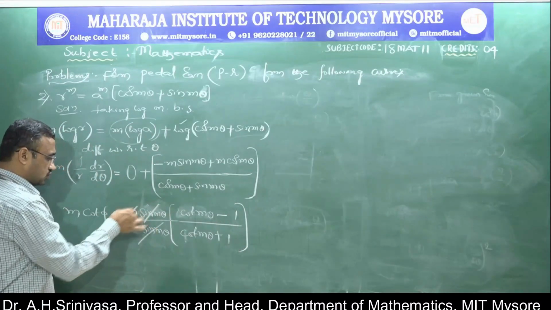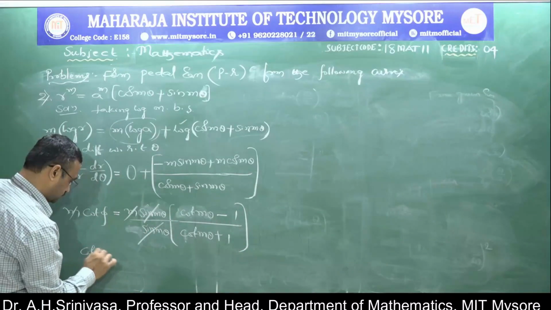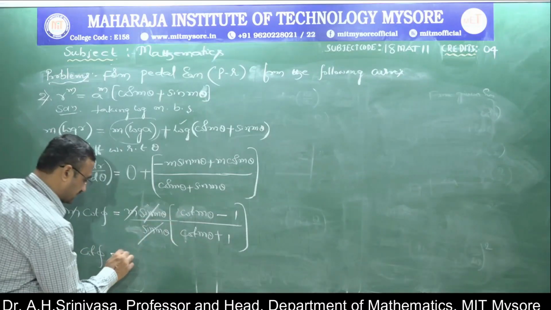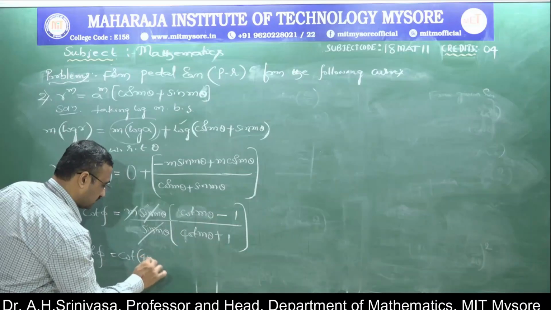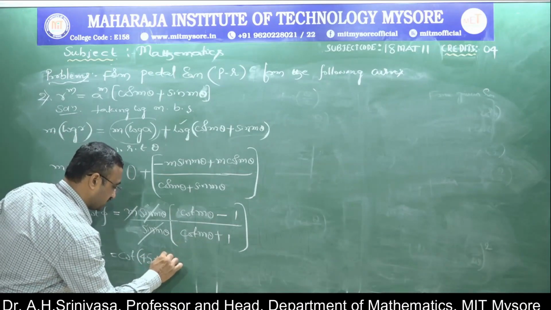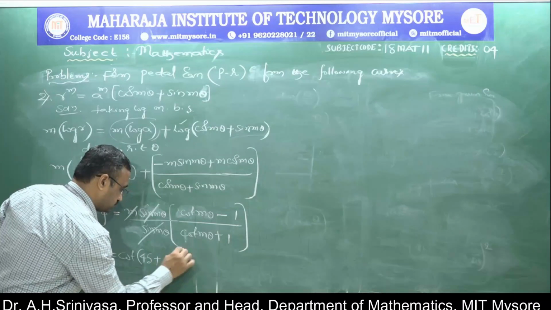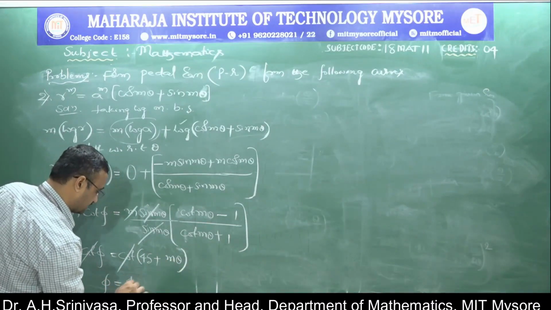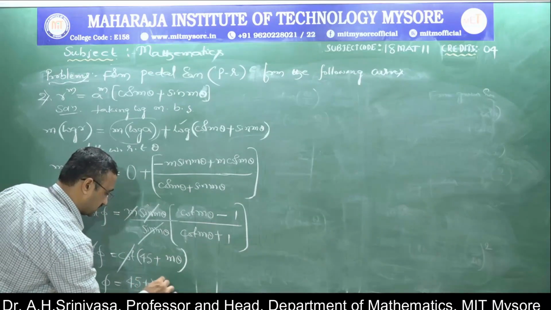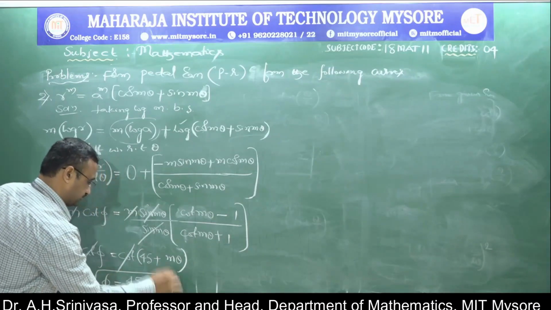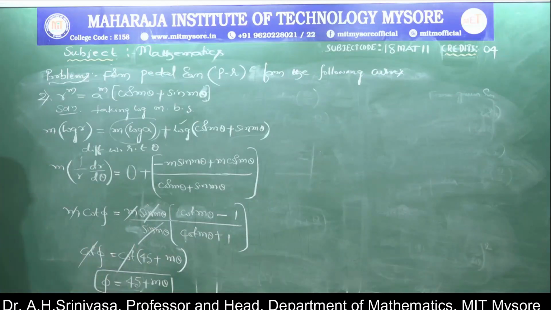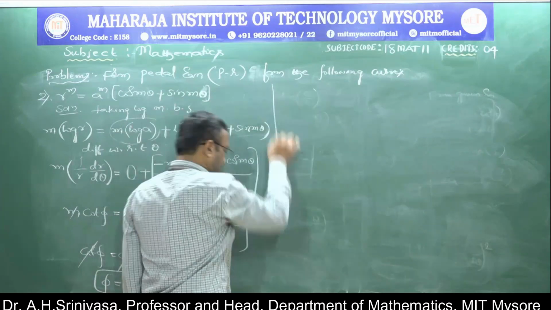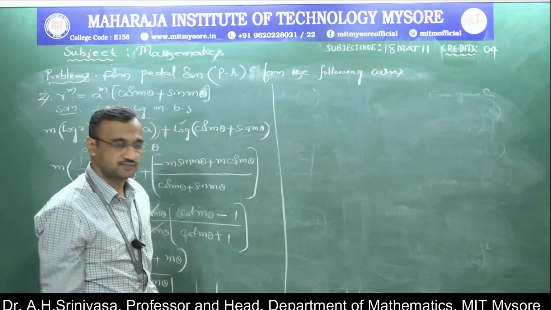Now cancellation of these two and these two, cot phi should be equal to, now use the formula in terms of cot, this is cot of 45 degree plus m theta. Now cancellation of this, we get the value of phi is 45 plus m theta. Now you directly get the value of phi. So after getting this, now I have to apply this phi in the pedal equation.